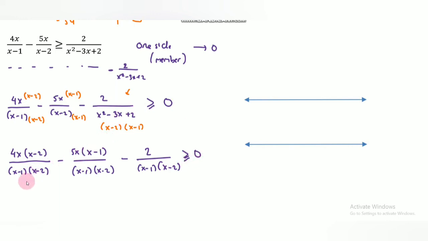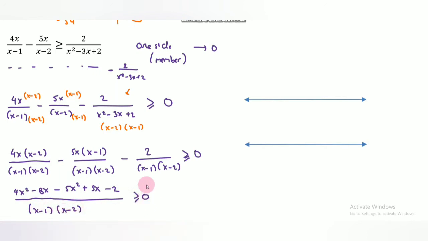Right? So let's combine everything. It will be 4x squared minus 8x minus 5x squared plus 5x minus 2 over (x minus 1)(x minus 2) greater than or equal to 0. Okay, so let me go to the right side because I have limited area. After I simplify it, it will be negative x squared minus 3x minus 2 over (x minus 1)(x minus 2) greater than or equal to 0.